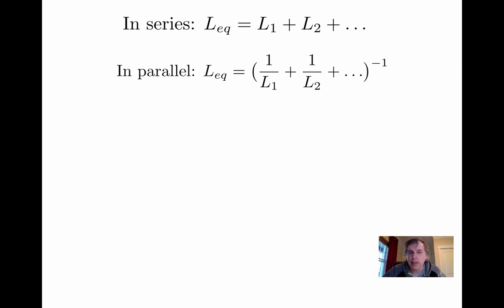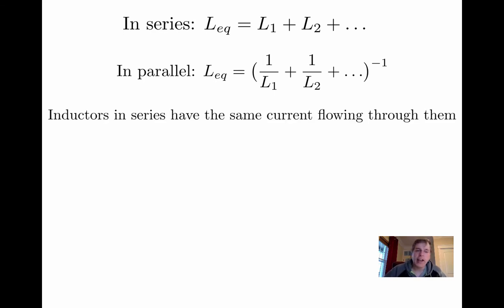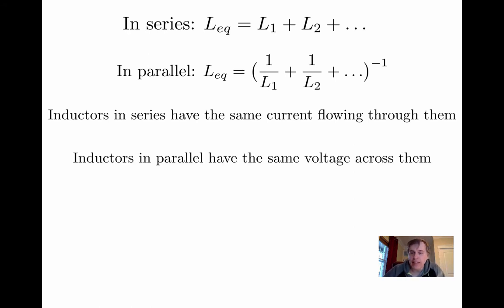In parallel, you have the rule that you use for resistance in parallel. The equivalent inductance is just the sum of the 1 over the inductance, and you take all that to the minus 1. So this is the same rule as what we had for resistors. Of course, inductors in series have the same current flowing through them, and inductors in parallel have the same voltage across them. That's true for any elements in series or in parallel.